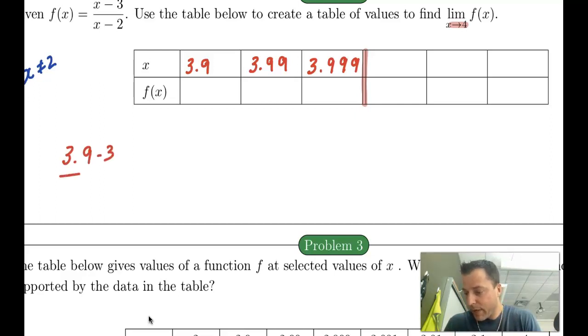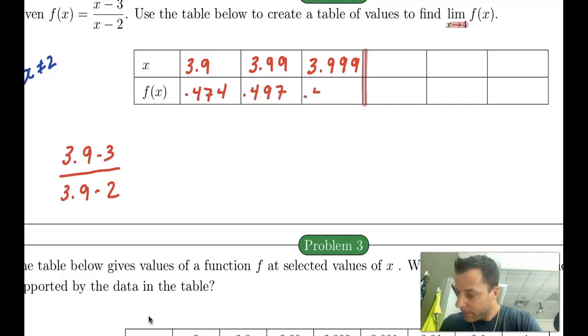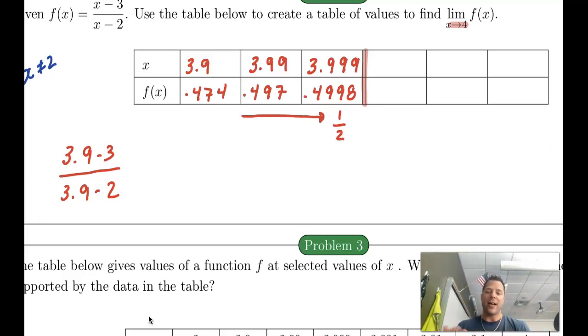So I'm going to put a link up above to show you a quick way on how to calculate all these values using your TI-84. I encourage you to click the link above, and I'll put the link in the description. But when I plug each of those values into our function, these are the values that I get. So from the left of 4, it looks like we're approaching 1/2.